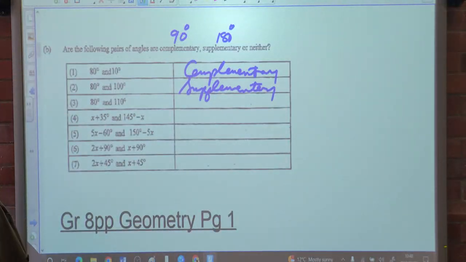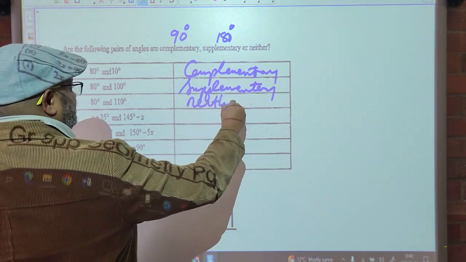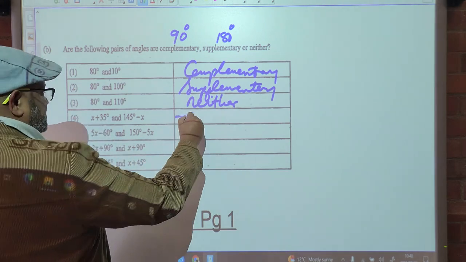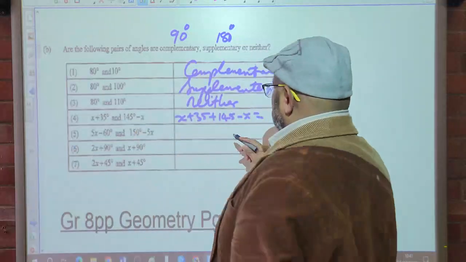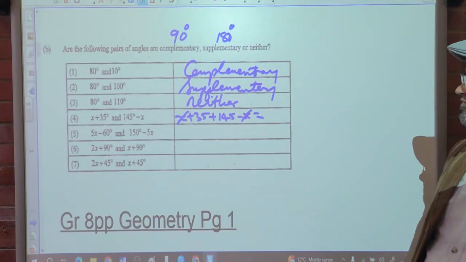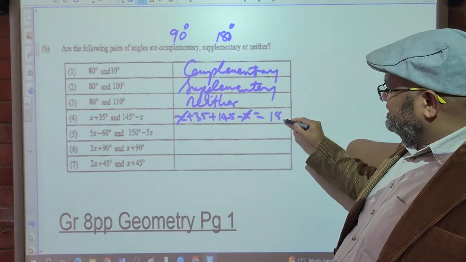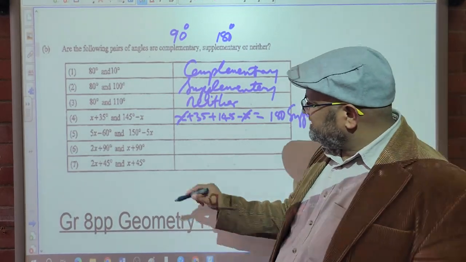Alright. What is 80 plus 110? 190. So it's neither. Alright, you guys understand? So what is x plus 35 plus 145 minus x? So x minus x cancels. 35 plus 145 is 180. So this makes it supplementary angles. Not so? Let's look at the next one.